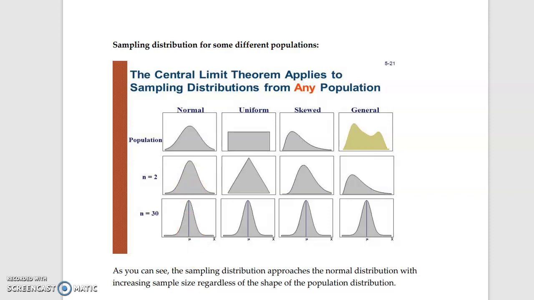Okay, so I want to stop this here, and then in the next video I'll do a simulation for when the population has a uniform distribution, as it does here, and a skewed distribution, as it does in the third one.